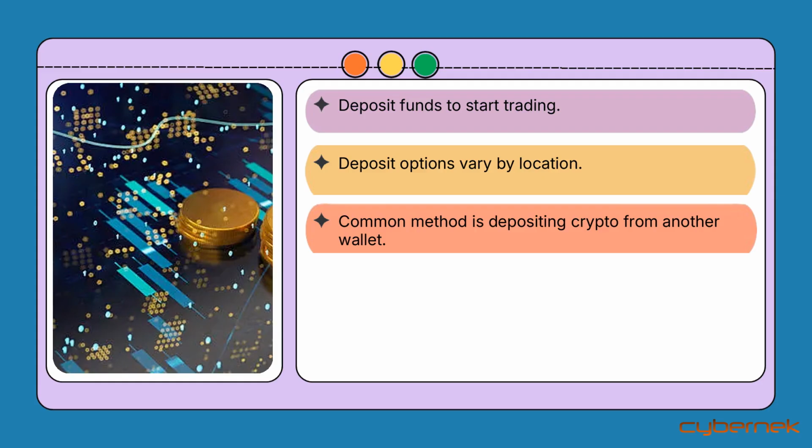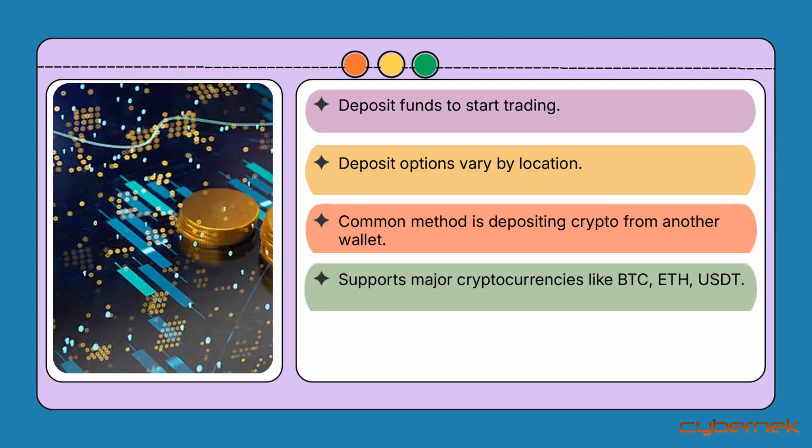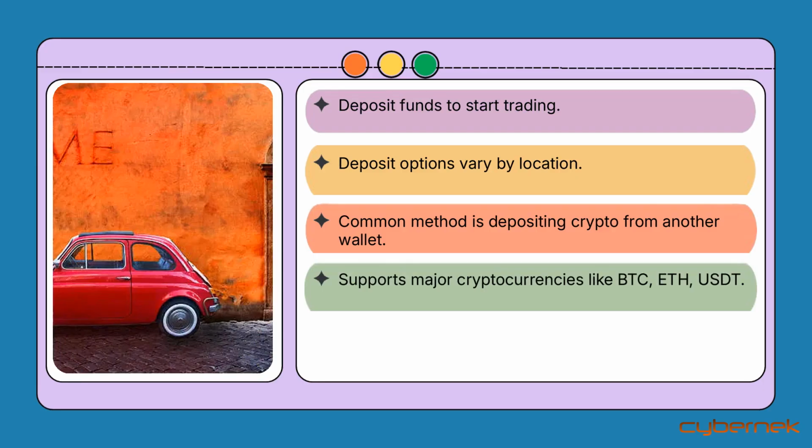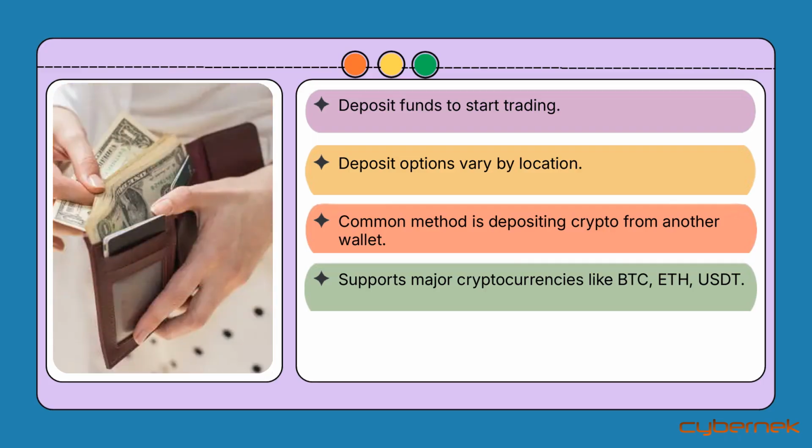If you don't already own crypto, you'll need to buy some from another exchange first. Think of Coinbase, Binance, or Kraken. Some regions also support fiat deposits. That's regular money like USD or Euro through third-party payment processors. The fees for these can be a bit higher, but it's convenient if you're just starting out.